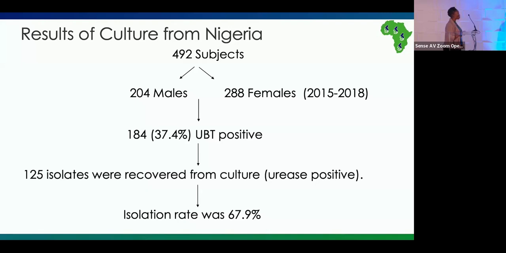Culturing their biopsies, we had a recovery of about 125 H. pylori isolates from these patients. And after comparing the urea breath test to the culture, we had an isolation rate of 67.9%.